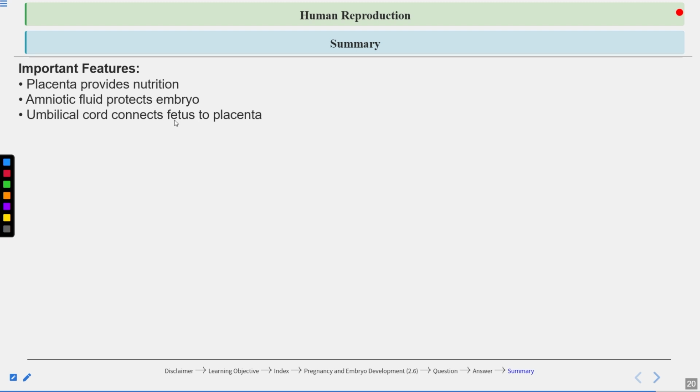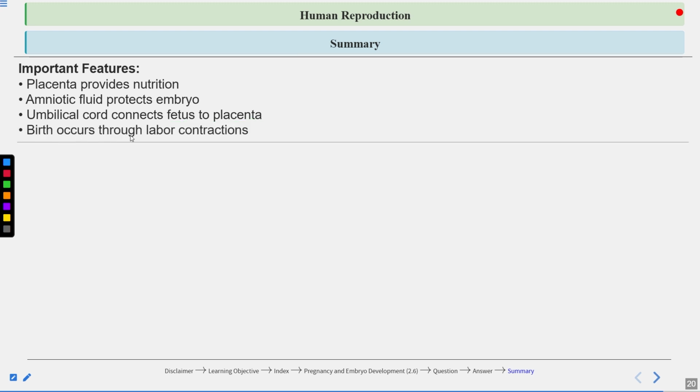Umbilical cord, it connects the fetus to the placenta. Now there are two things, placenta and the umbilical cord. The umbilical cord connects the fetus to the placenta, and we have already discussed the role of the placenta.